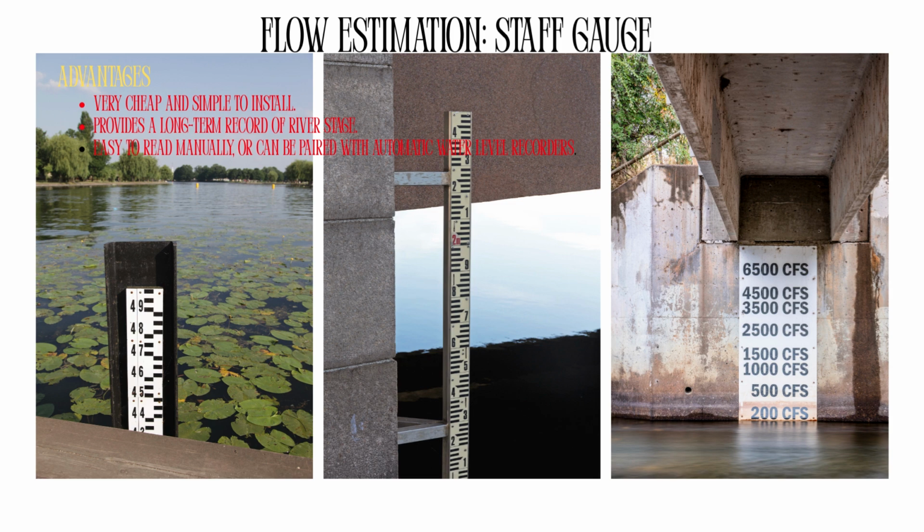The advantages of staff gauges are: very cheap and simple to install, and it provides a long-term record of river stage. Also easy to read manually, or can be paired with automatic water level recorders. A staff gauge is a graduated scale used to measure river stage. With a calibrated stage-discharge relationship, it becomes a practical tool for estimating river flow over time.